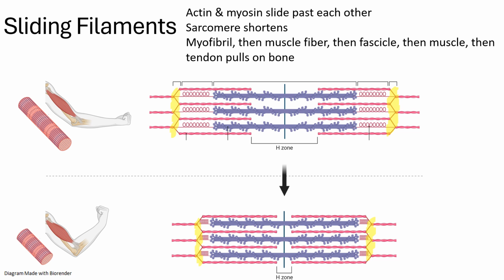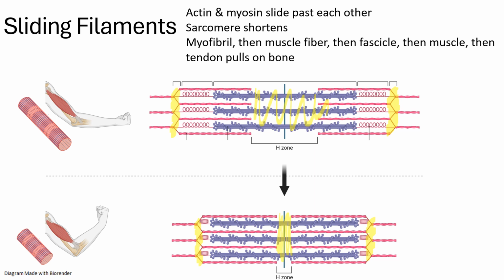Look at the H zone. The H zone seems to get a lot smaller. In fact, so do the I bands. They get smaller too. The only thing that gets bigger are the A bands or the dark bands, which are those areas of overlap. This is because as a contraction occurs, actin and myosin slide past each other.